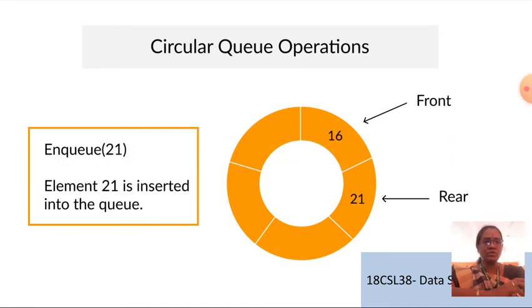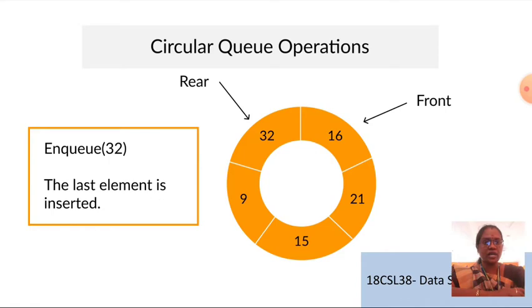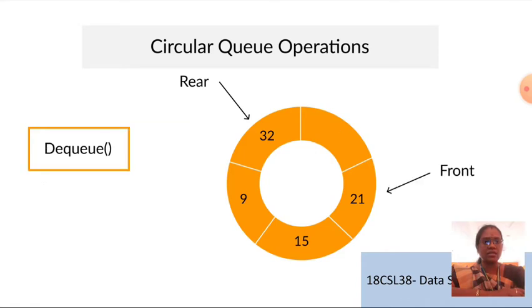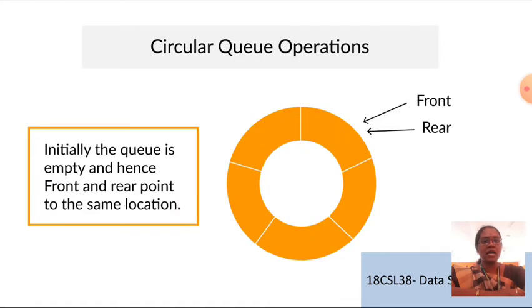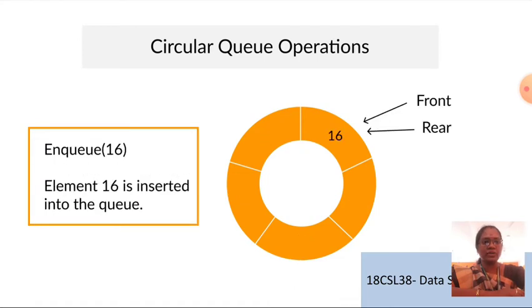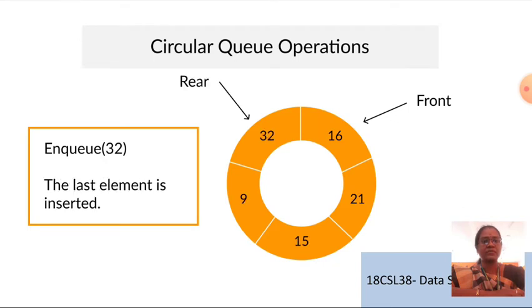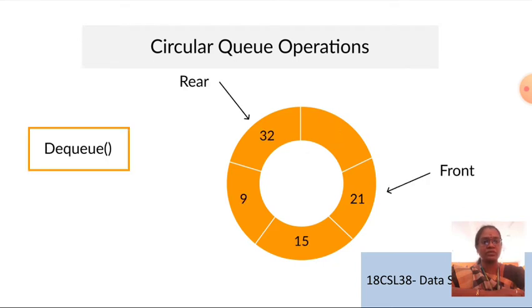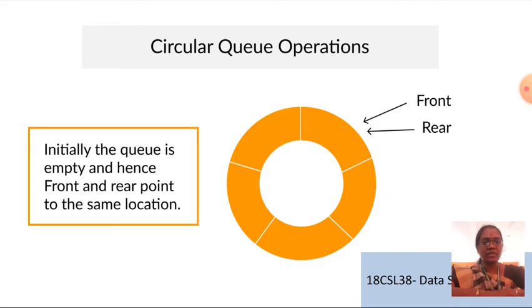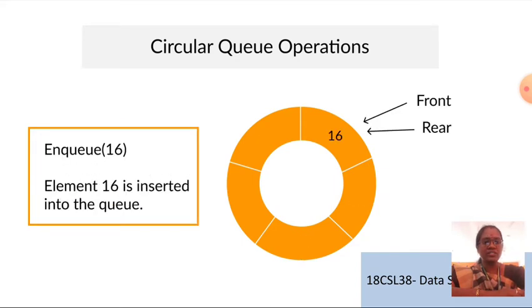Here one animation is given, showing how the elements are inserted. First it starts with 16, that means 16 is the first element, and now you listen. So front and rear are pointing to the same place. 16 is added, 21 is added, 15 is added, likewise up to 32 is added. How DQ is performing: it will start its operation from the front.